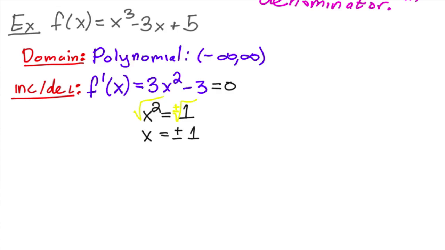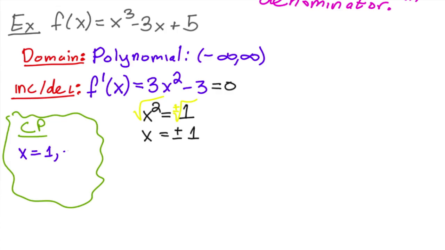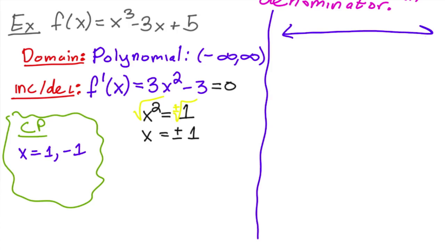Okay, so then I'm going to make a little critical point bubble here. So my critical points are x equals 1 and negative 1. And so over here, I'll do my number line. And so we'll plop down negative 1 and 1. And then we pick our test points. So how about we'll do 0, negative 2, and positive 2. So we're going to plug these numbers into the first derivative to figure out whether it's increasing or decreasing.